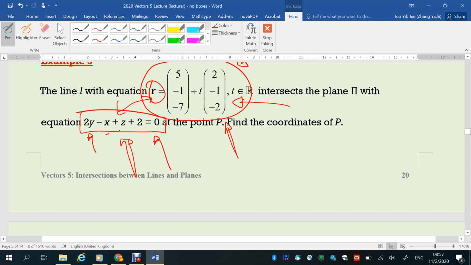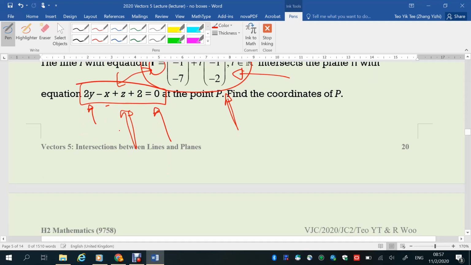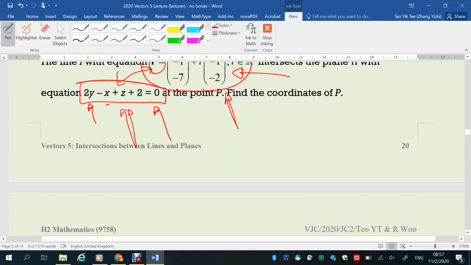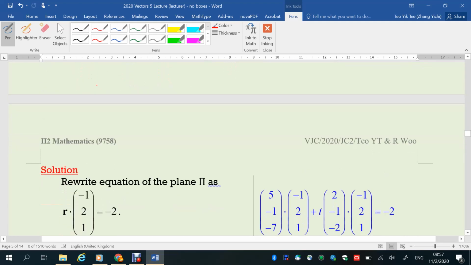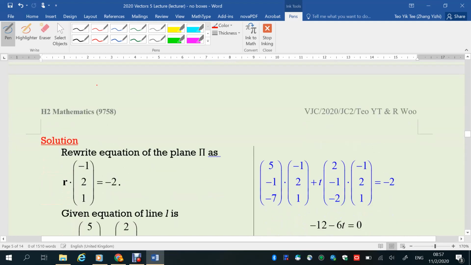So this is when your earlier chapters' skills come in. You need to change the form of either equation into something that is similar, that's found on both equations, so that you can equate them together. So what I'm going to do now is operate on the equation of the plane. This is the Cartesian equation of the plane. I'm going to change it into the r dot n form. Rewriting the equation into r dot n form.